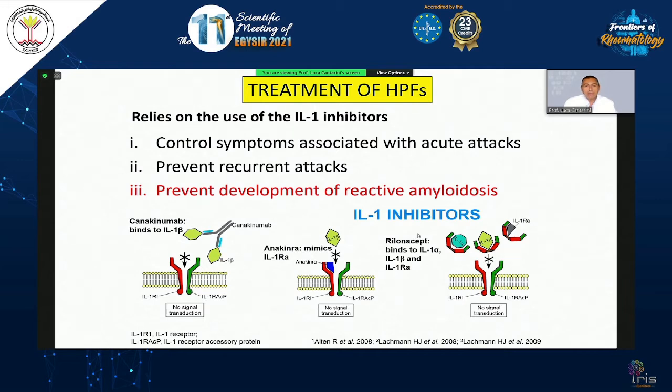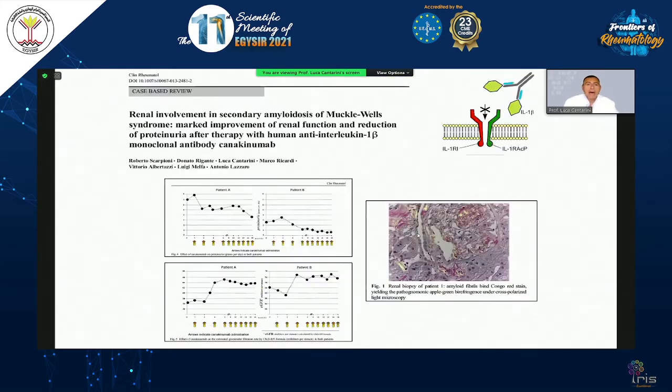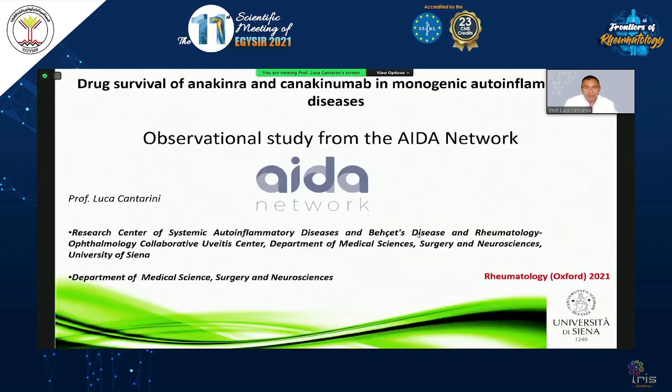The treatment relies on the use of interleukin-1 inhibitors that are able to control symptoms associated with acute attacks and to prevent recurrent attacks, but mainly are effective in preventing the development of reactive amyloidosis over time. They are effective also in patients who have already developed a reactive amyloidosis. As you can see in this family of patients with Muckle-Wells syndrome, you can observe in the pictures the improvement of kidney function over time during treatment with canakinumab and the decrease of proteinuria over time.